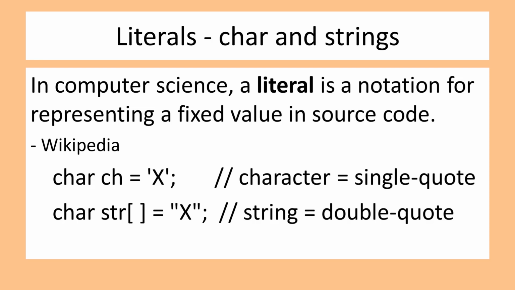Literals. In computer science, a literal is a notation for representing a fixed value in source code. For example, I'm going to define a character. I'm going to call it CH, and I'll say equal, single quote, capital X, single quote. When we define a single character, it is done with single quotes.